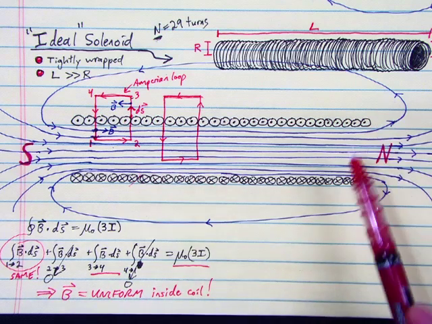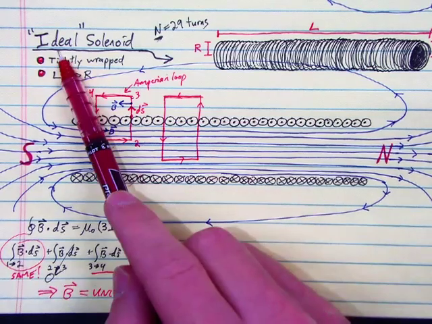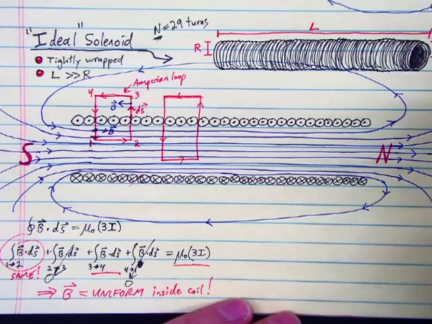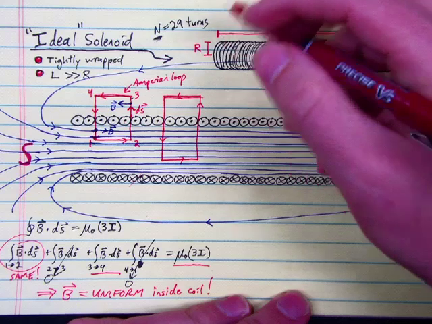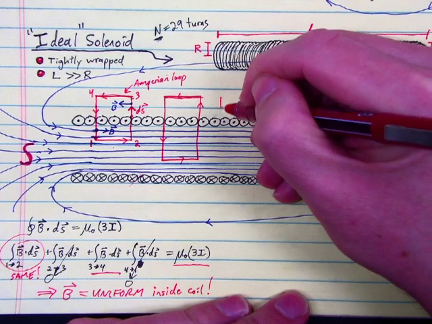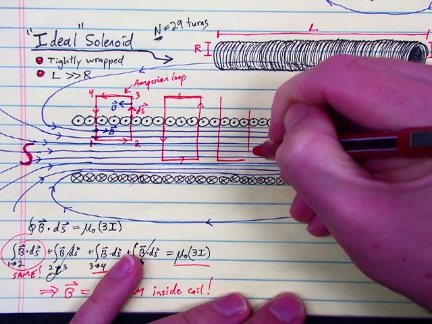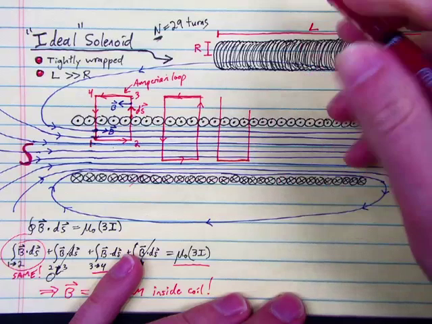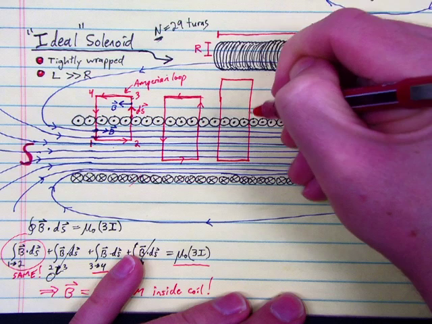Let's take a quick look on the outside, in the space above and below our ideal solenoid. So we can consider this loop here. That'll do. How about, nearby, another rectangular Amperian loop with the same width, so enclosing a current 3I, but a different location for the top part.